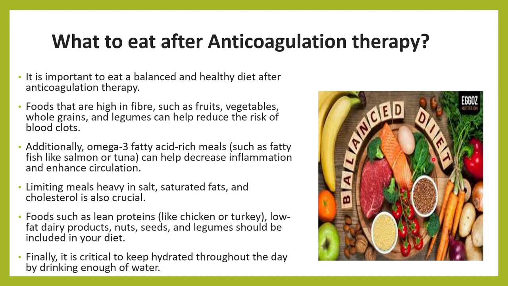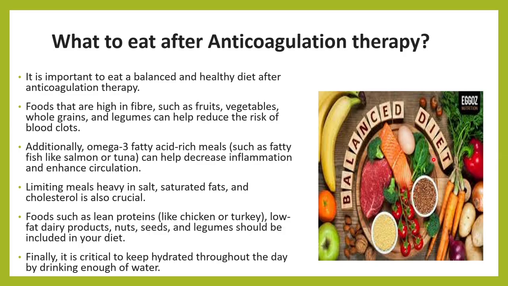Specifically, what to eat during this anticoagulant therapy. One is, as I have told you, you have to eat a balanced diet. Take food which is rich in fibers such as fruits, vegetables, whole grains, legumes. That will reduce the risk of development of blood clots also. You need omega-3 fatty acids, it can be nuts, or fatty fishes like salmon. They will reduce your inflammation, improve your circulation, and also reduce the risk of clot formation.